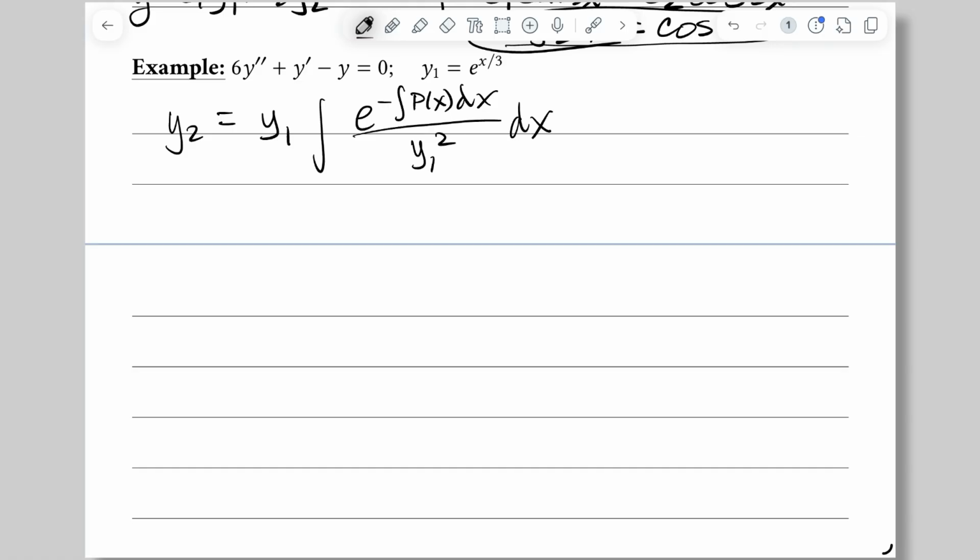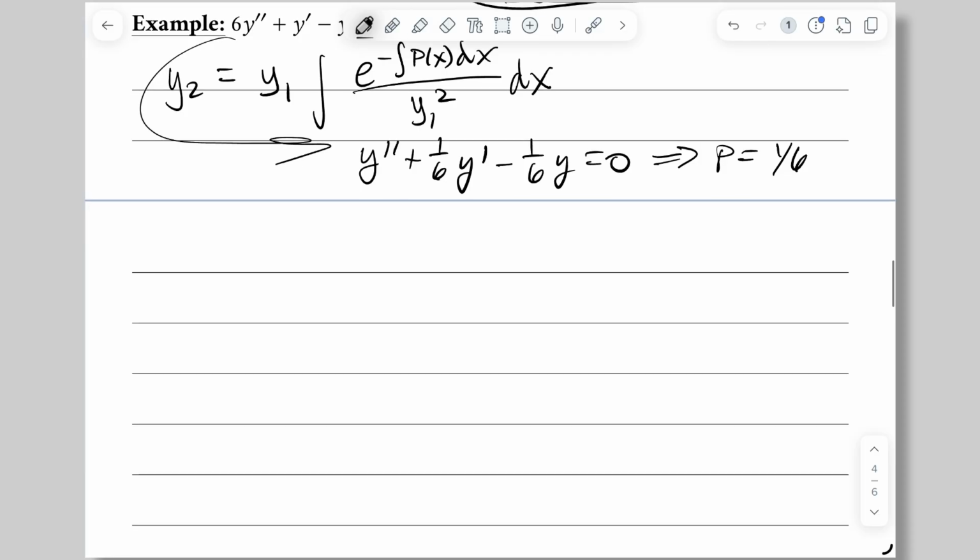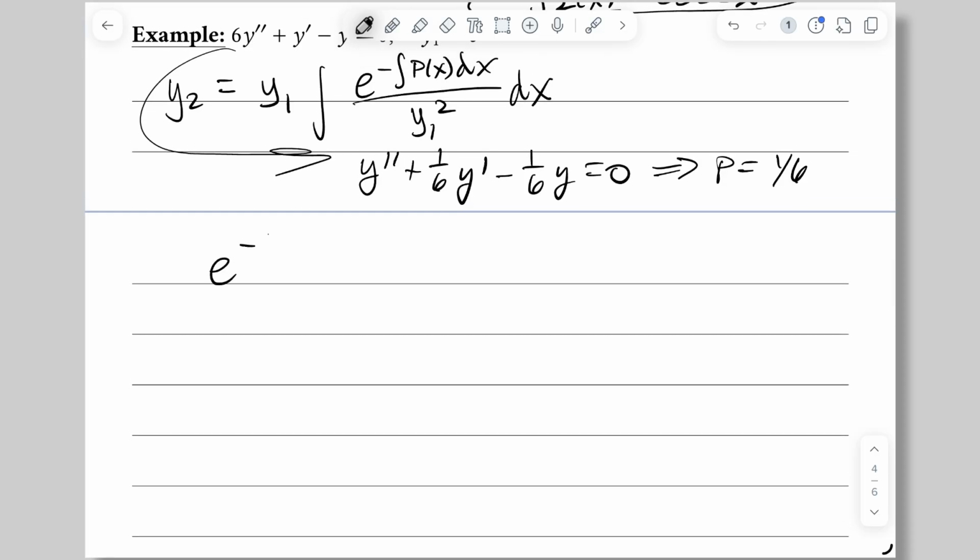Therefore, we need, let's see. First of all, we need to identify p. For this to work, our equation has to be in standard form. We do not have a p in front of us yet. So standard form is going to be y double prime plus 1/6 y prime minus 1/6 y is equal to 0, giving us p is equal to 1/6. Therefore, e to the negative integral p of x dx is e to the negative 1/6 x.